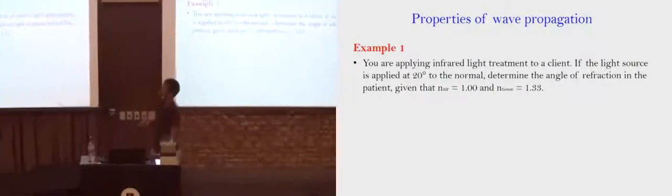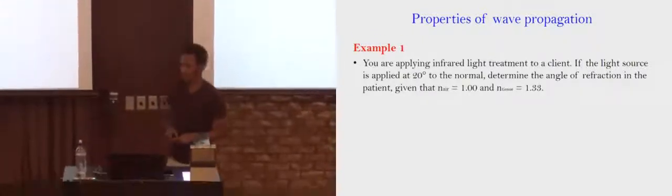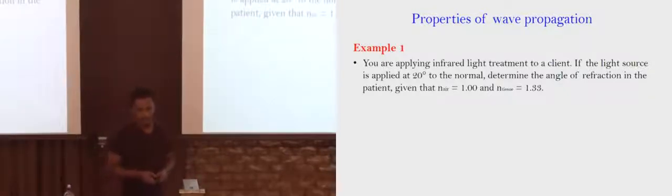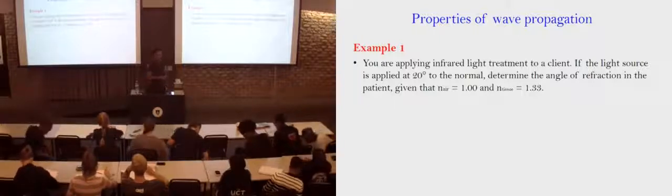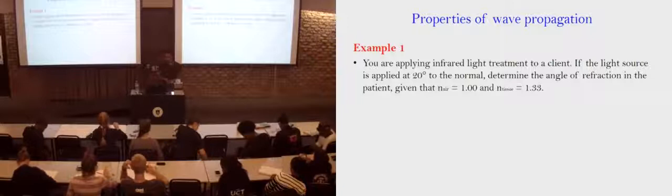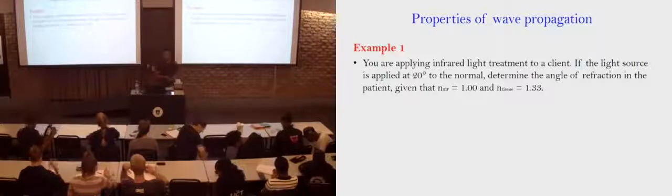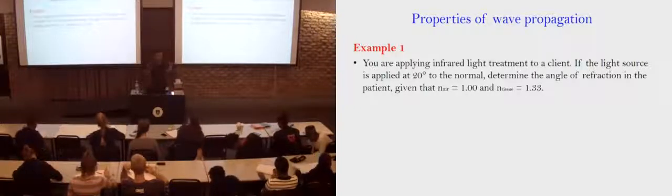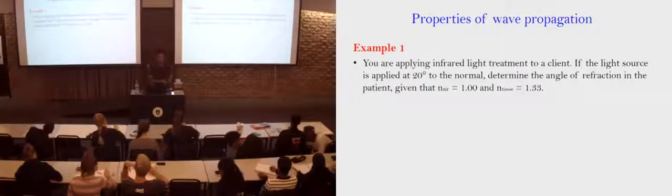Let's assume you are applying infrared light treatment to a client. If the light source is applied at 20 degrees to the normal, you are asked to determine the angle of refraction in the patient, given the refractive index in air is 1 and in the tissue 1.33. So the boundary is between air and tissue, and you send infrared light to the tissue. Okay, that's simple, right?